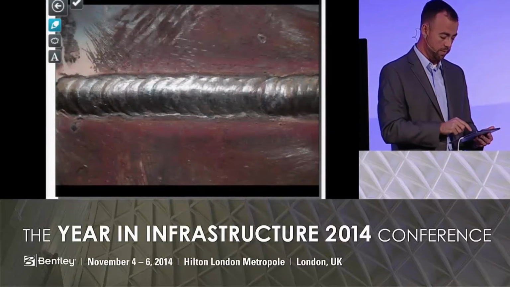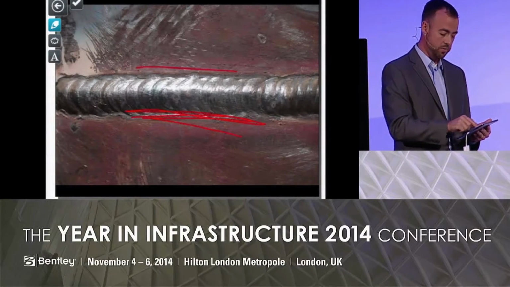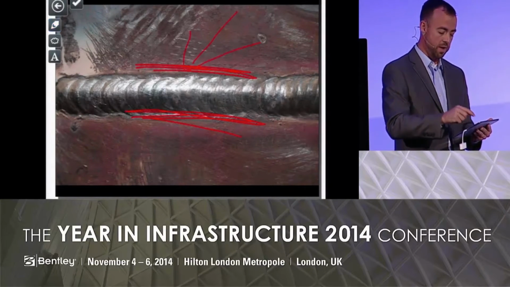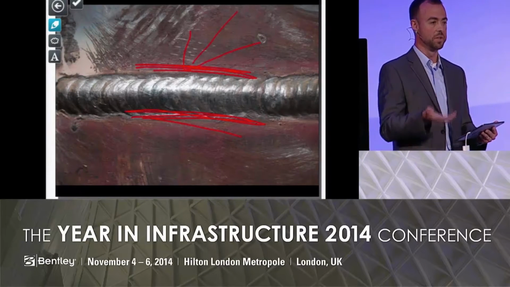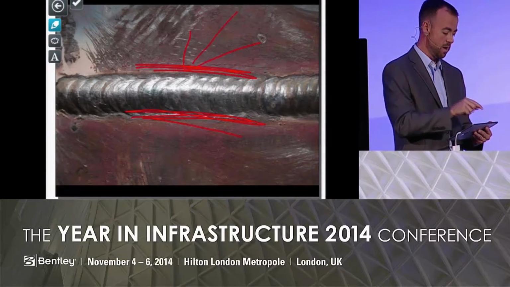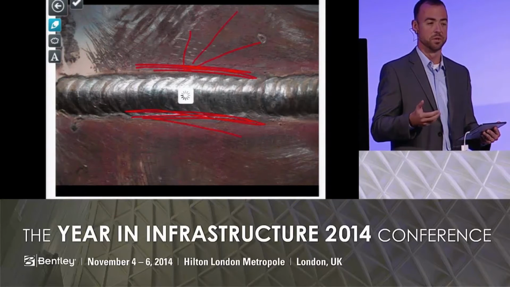And I'll pull up the photo. And when I do that, I can actually just redline right on the photograph here and say, here's the bad area of the weld. This is what needs to be redone. And I'll add that as an attachment to my issue.